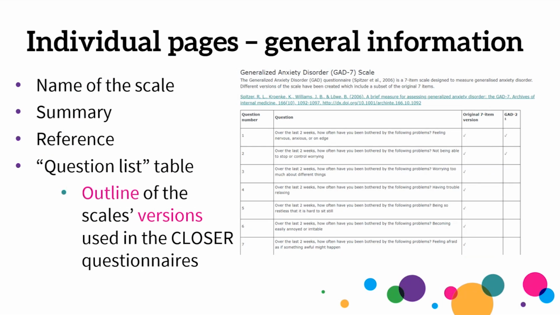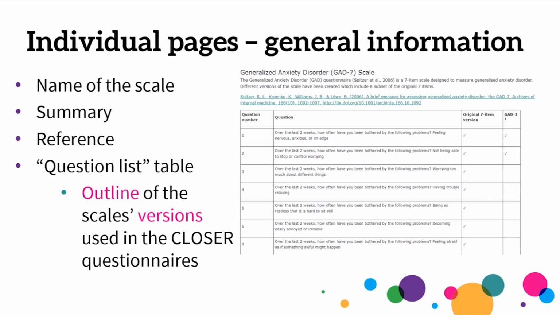Individual pages are split in two. The first part contains all the general information. So as you can see here, we have the generalized anxiety disorder scale that we've seen before. Here you can see first there is the title. Below that, there is the summary, which is the same as in the table from the previous slide. And below that, there is the reference or citation with the provenance.